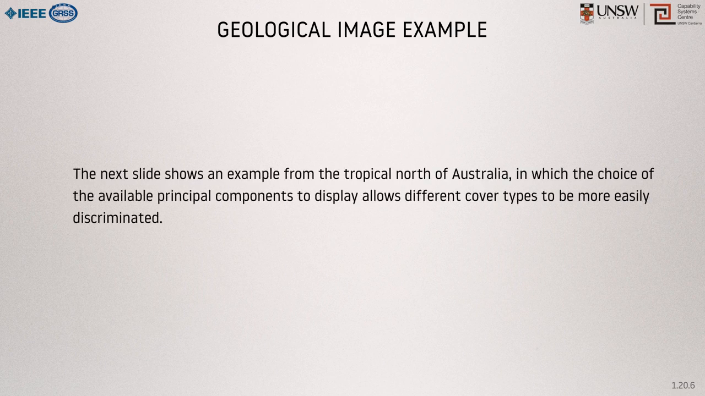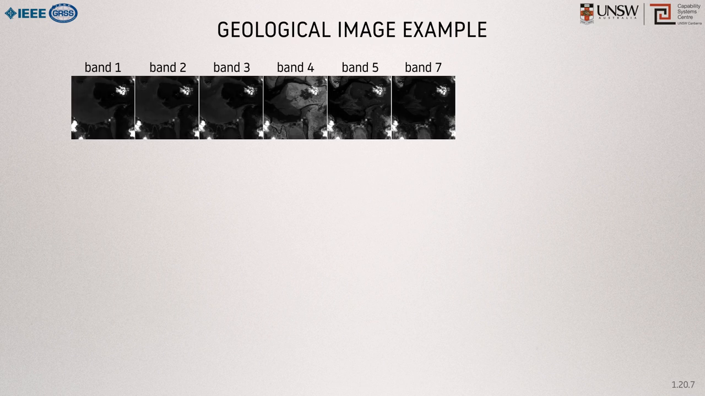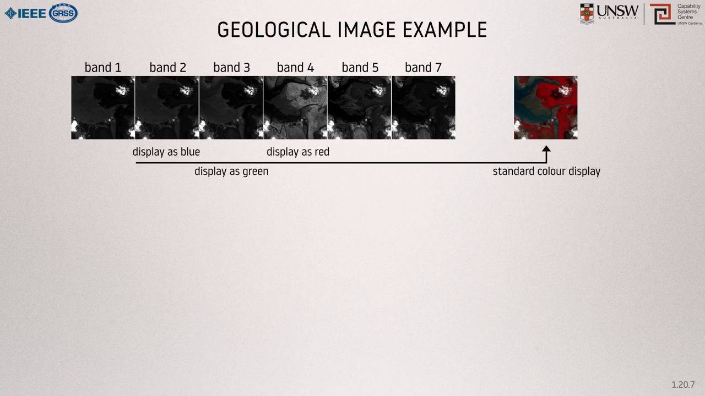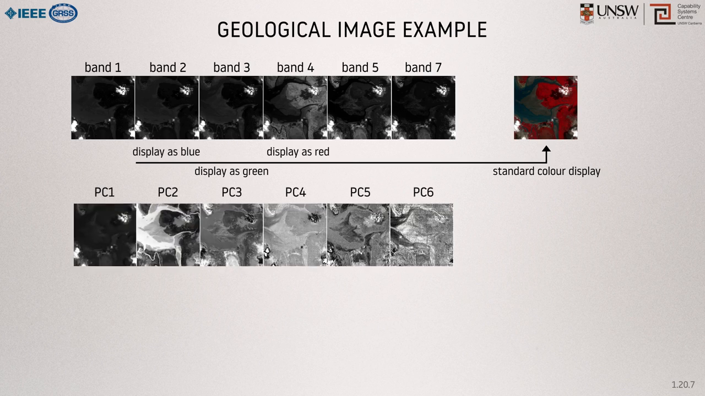The next slide shows an example with a similar intent, although this time in an estuarine region in Australia's Northern Territory. The top row of images are the 6 reflective bands of a Landsat thematic mapper image segment recorded in the north of Australia. The thermal band has been left out. Shown also is a colour composite formed from the standard mapping of near-infrared to red, red to green, and green to blue. In the middle strip are the 6 principal components of the TM image segment.